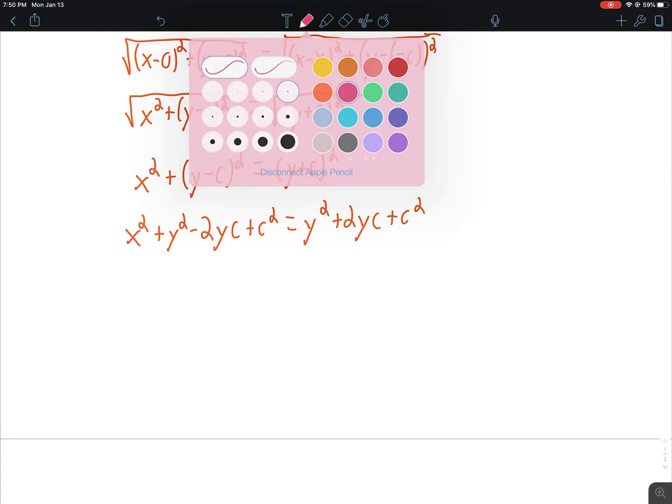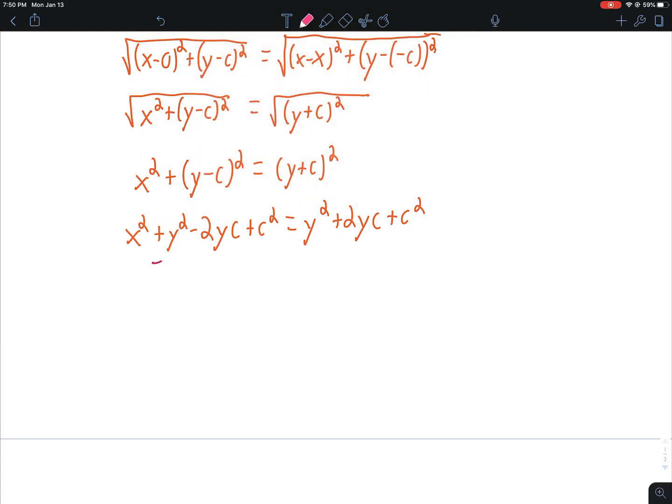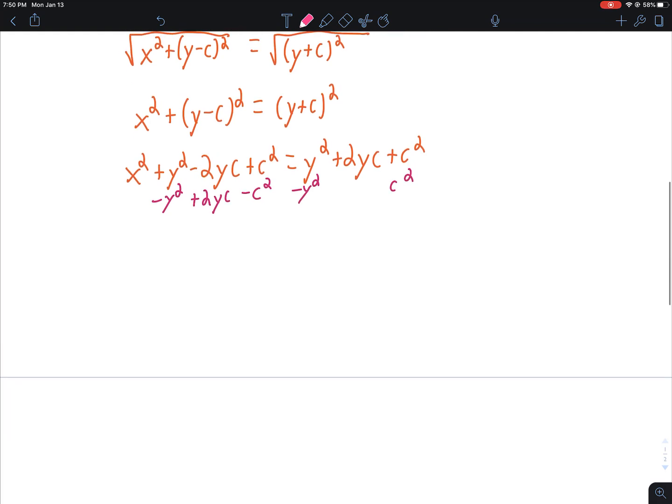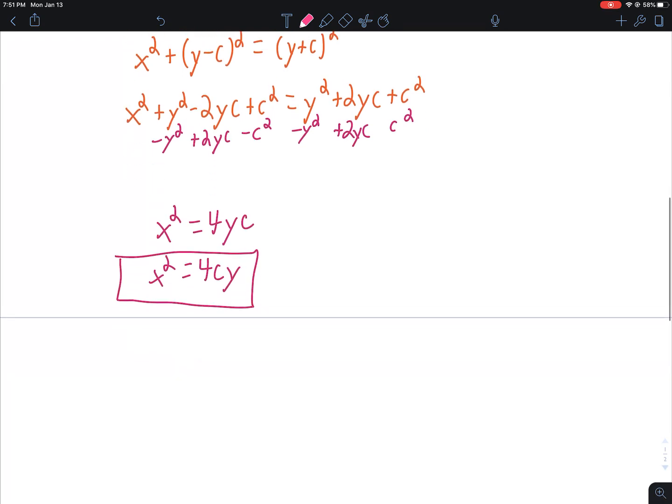Wow, this is beautiful, because now we're going to see the y squareds cancel. The c squareds cancel. And we're going to move that term to the other side. What we get is x squared equals 4yc, or x squared equals 4cy. And that is the formula that you'd see.